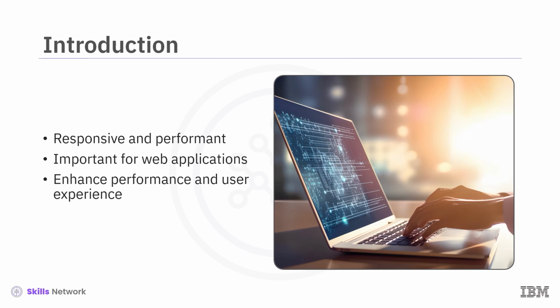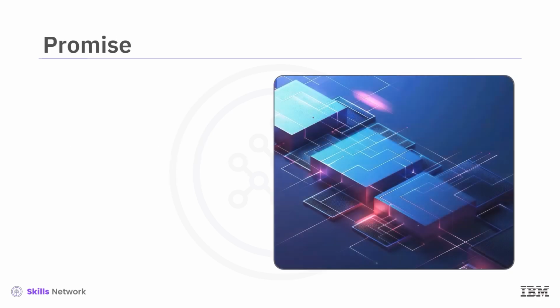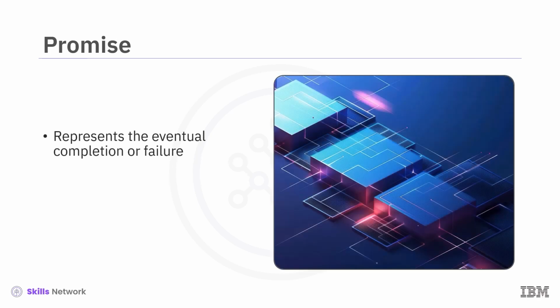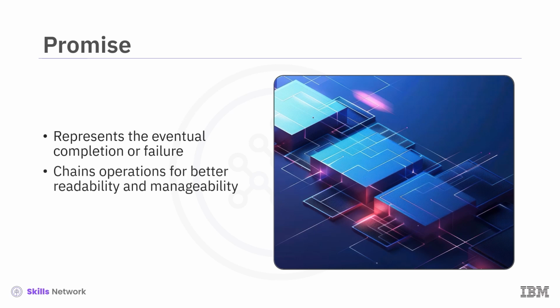Let's start by exploring promises, a fundamental concept for managing asynchronous operations in JavaScript. A promise is an object that represents success or failure of an asynchronous operation and its resulting value. It allows you to chain operations in a more readable and manageable way.